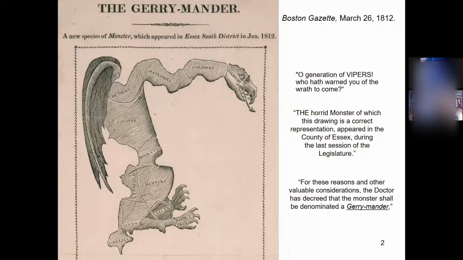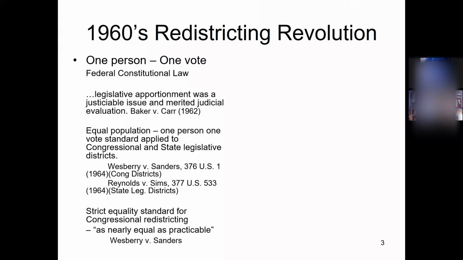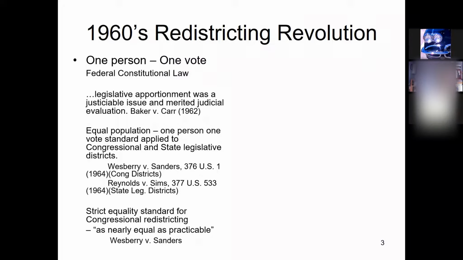But before discussing how Iowa conducts redistricting, it's important to understand certain fundamental legal principles that govern redistricting in all jurisdictions. Most of these key principles were largely established in the 1960s. First, in a series of cases, the United States Supreme Court established the one person, one vote requirement as it relates to redistricting. Baker versus Carr in 1962 established the notion that legislative apportionment was a justiciable issue and merited judicial evaluation. Subsequent decisions applied the equal population requirement, one person, one vote, to both congressional and state legislative districts. For congressional districts, early on, the standard was strict equality. The districts needed to be as nearly equal as practicable.